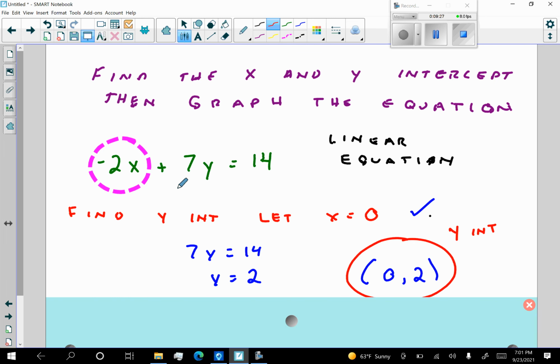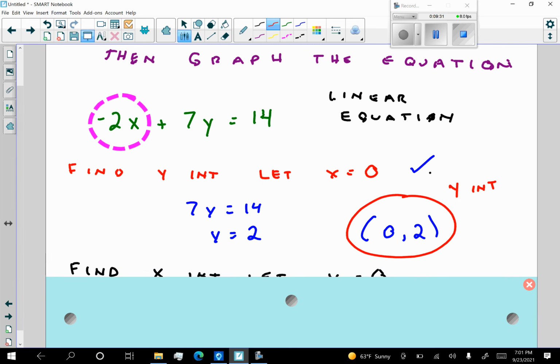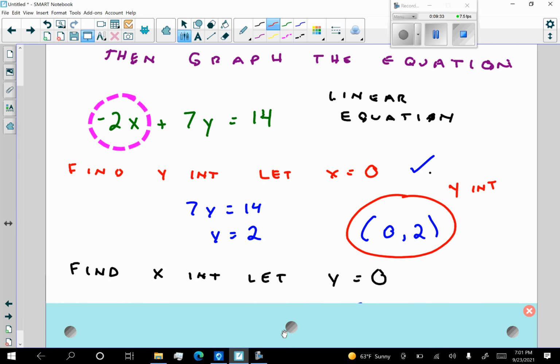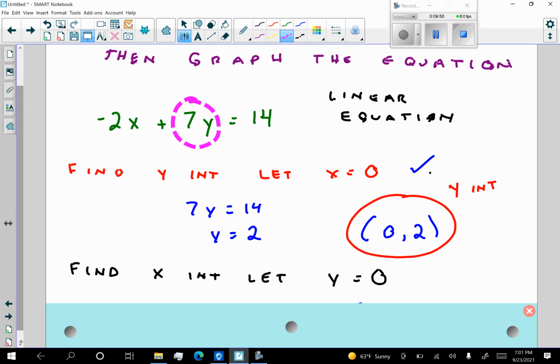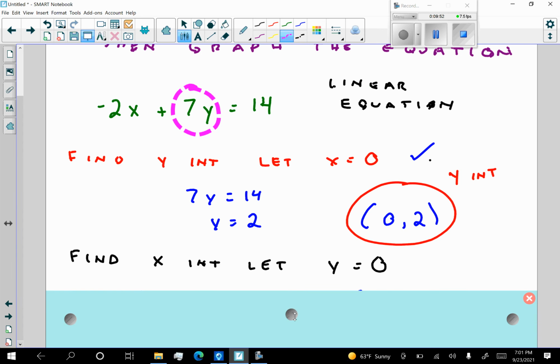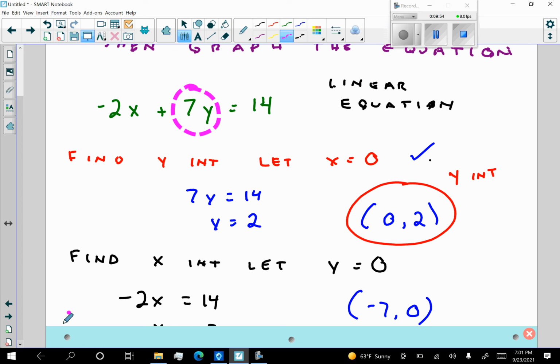Okay, now I'm going to find the x-intercept. And how am I going to find the x-intercept? I'm going to let y equal 0. So let's erase this. And what are we going to do? We're going to let y equal 0. 7 times 0 is 0. So what equation will I have? I'm going to have this equation here.